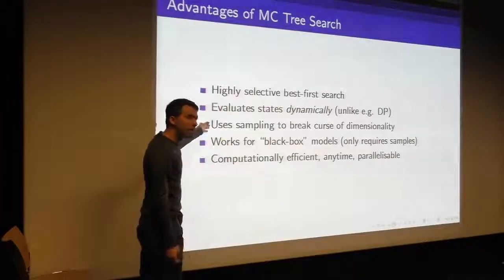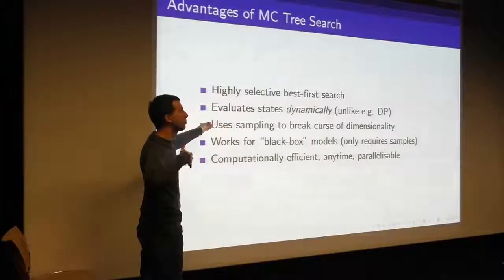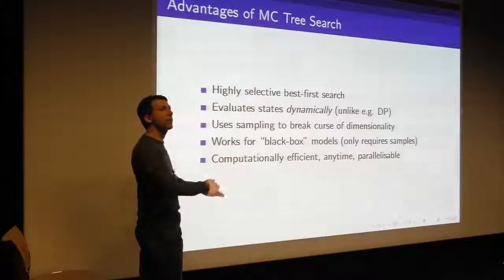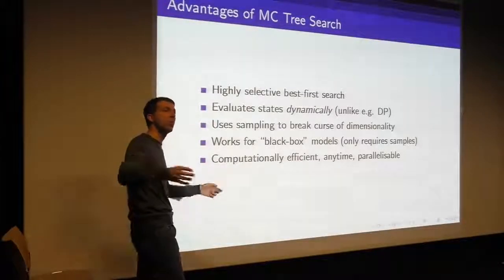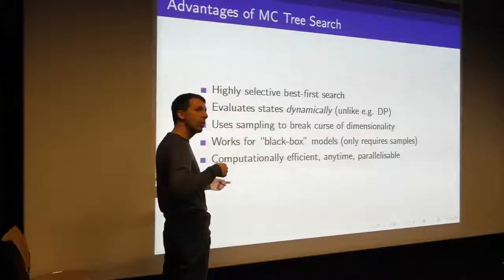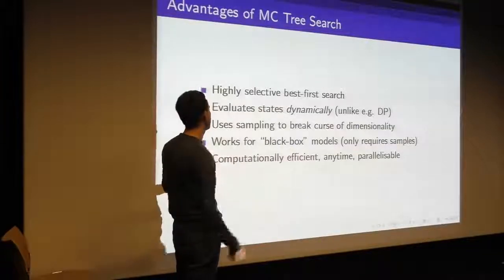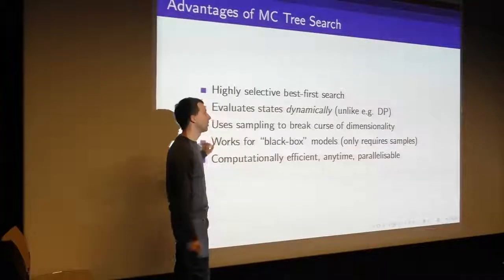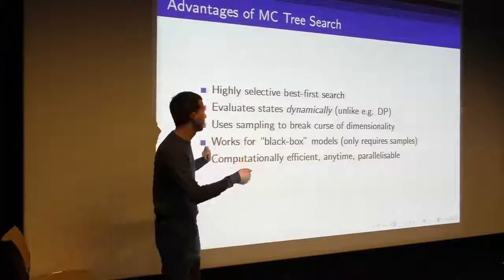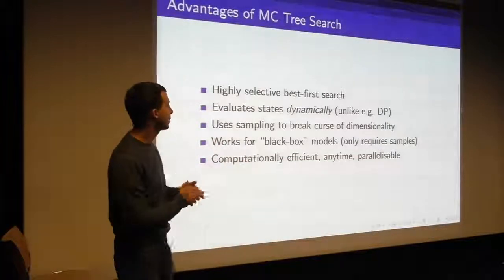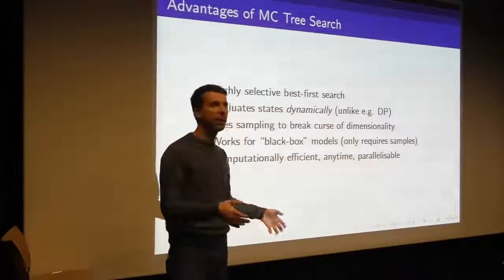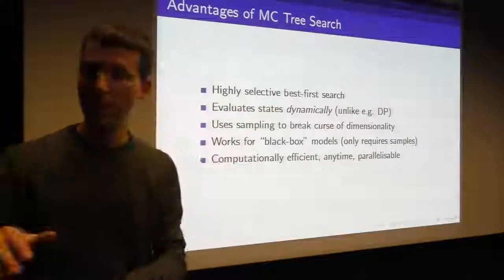It uses sampling. It's a sample-based planning method, which breaks the curse of dimensionality. We don't have to consider all possible things that we might do or all possible things the environment might do. We just sample them and look at what's working well. And it works for black box models, so we only need to use our model to sample from. So this thing works well, it scales well, it's anytime, you can parallelize it, it's got lots of good properties.